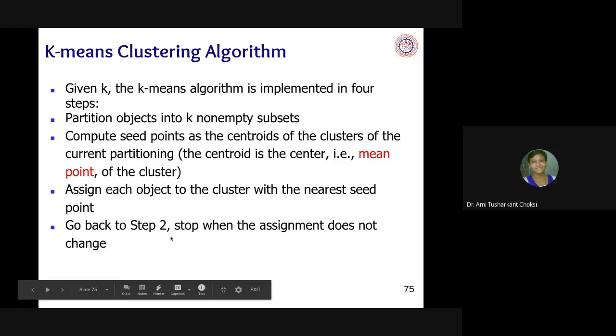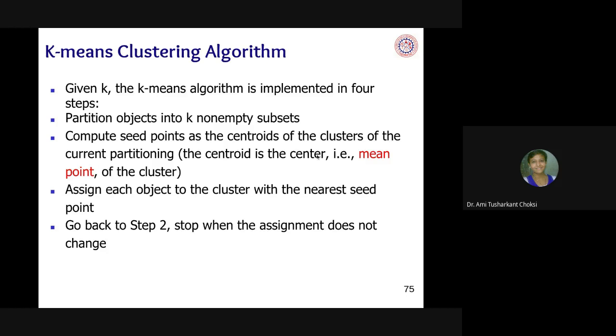Go back to step 2. That is, what we have to do is again find the centroid and then after find the mean, then after find the nearer mean, and then after we'll assign the point, the person to that particular group, right? Stop when assignment does not change.